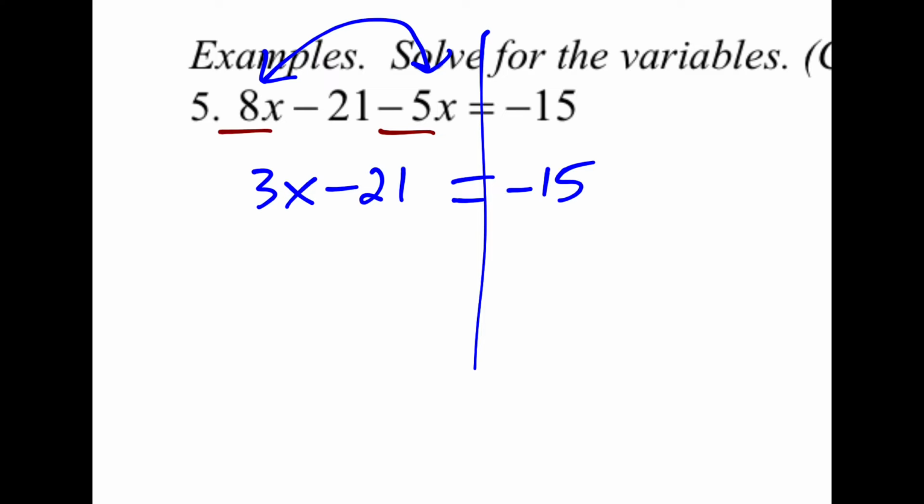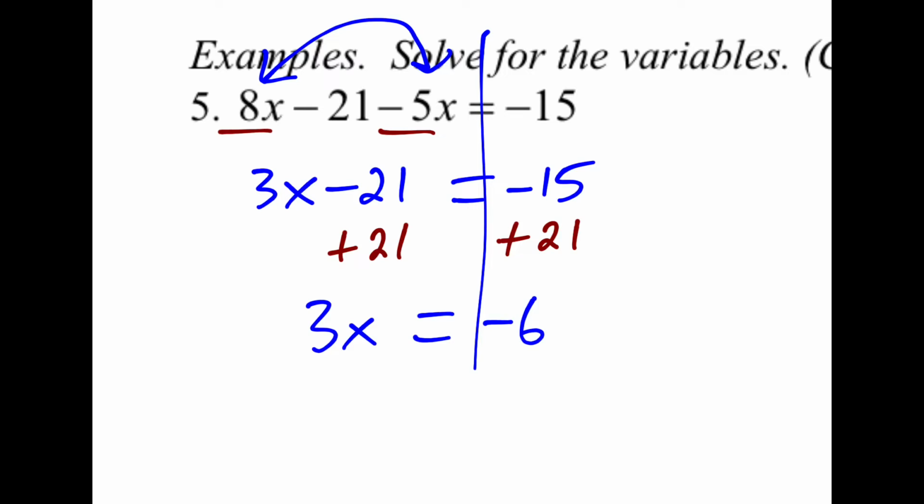And now I follow the same 3 steps. No fractions, so I undo the subtraction first. I carry things down. I'm sorry, that's a positive 6. And I divide by 3, and I get x is equal to 2.